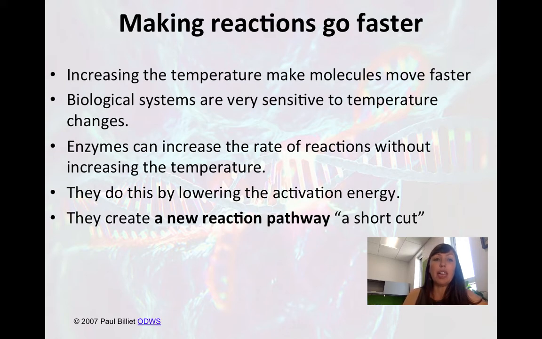Increasing the temperature will make molecules move faster. Biological systems are very sensitive to temperature changes. Enzymes can increase the rate of reactions without increasing the temperature. They do this by lowering the activation energy needed for the reaction to occur. They actually create a new reaction pathway or a shortcut.